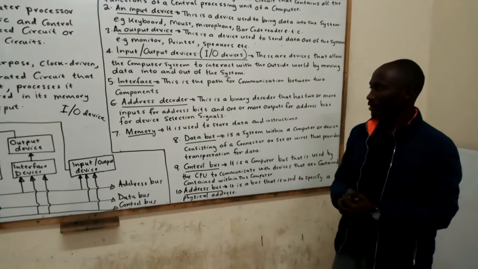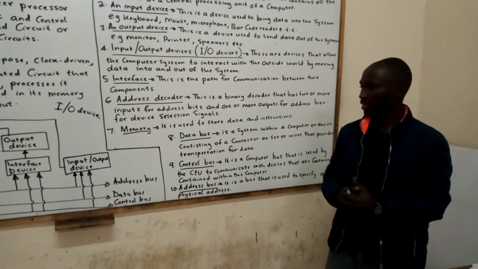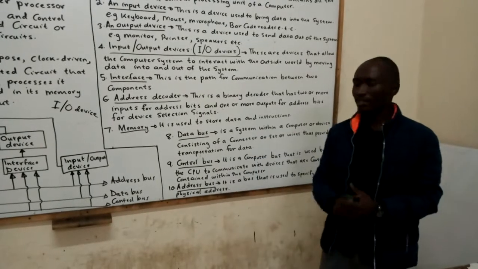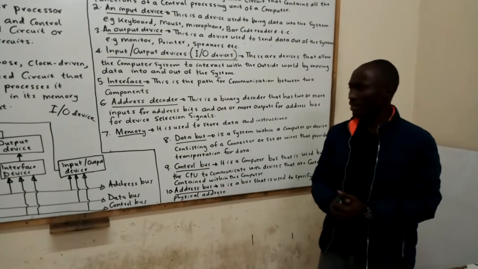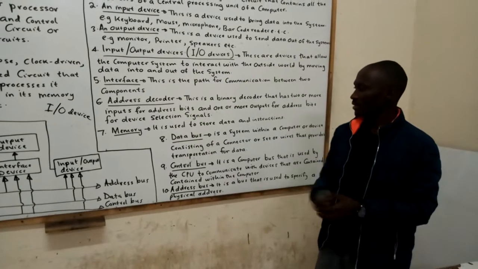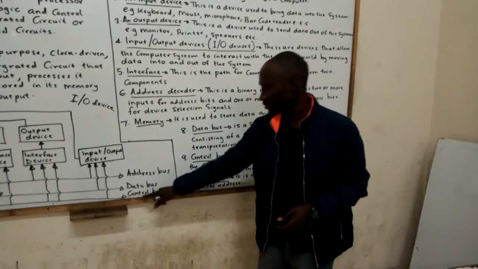Let's go to the other one. We have the buses now, and there are three types of buses. We have the data bus, the control bus, and the address bus. Let's discuss the three buses. The first one is the data bus, and we are here. We have this address bus, data bus, and control bus.